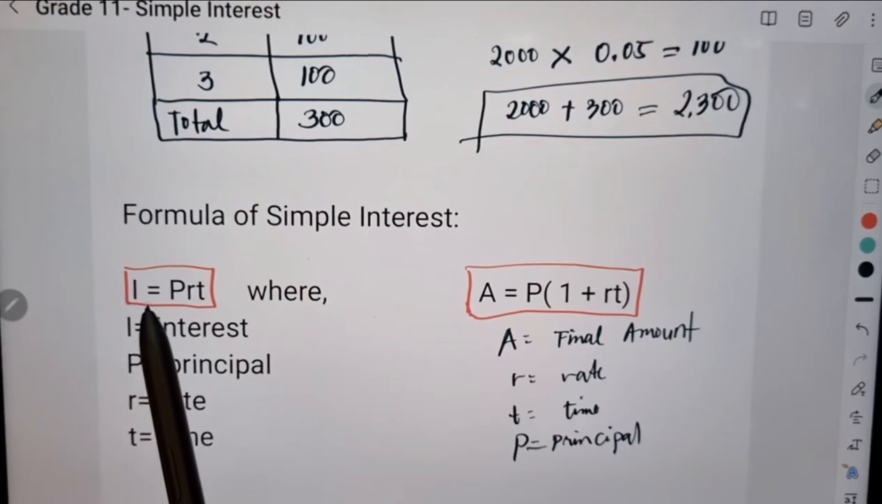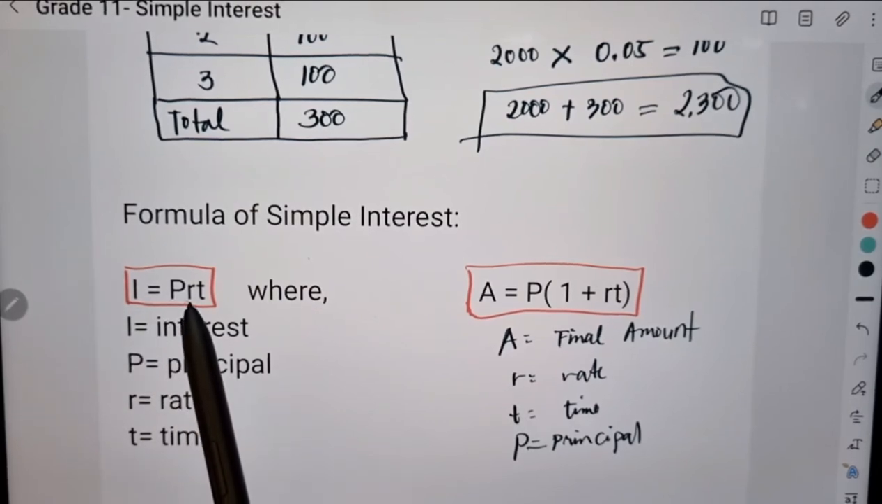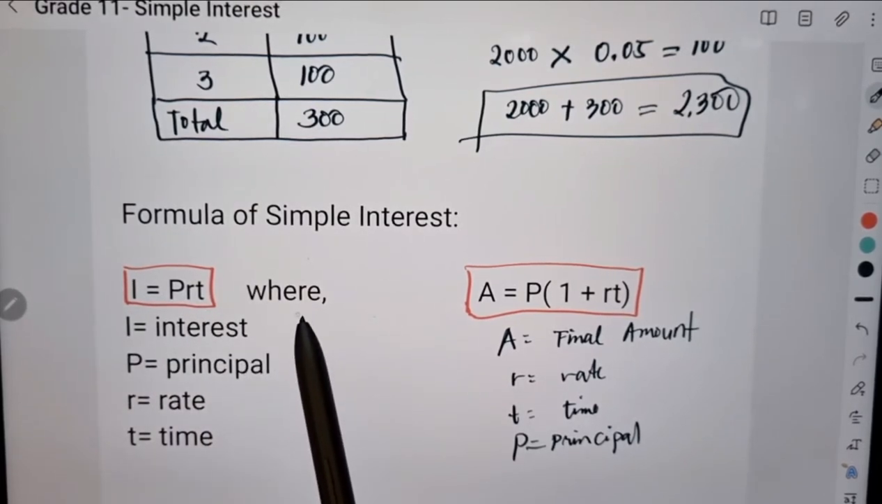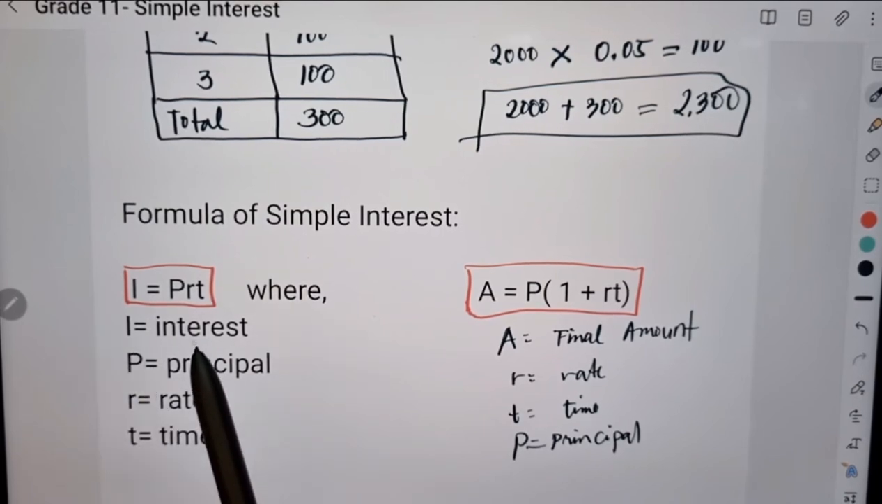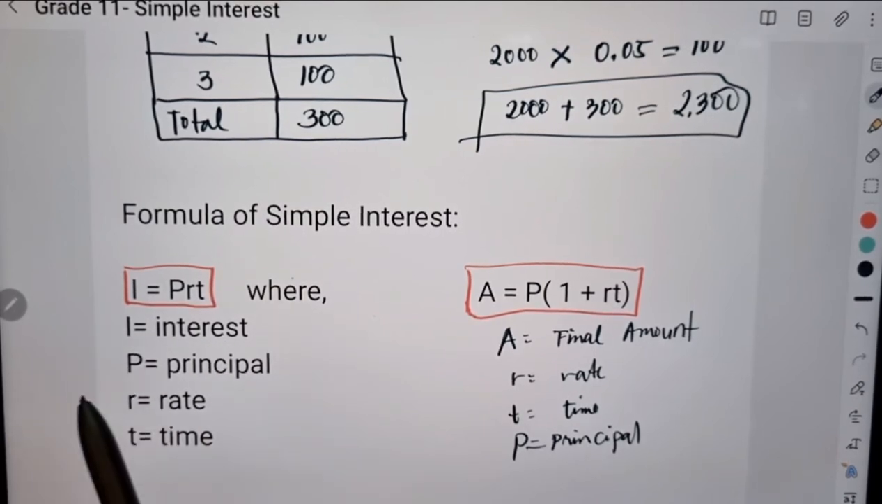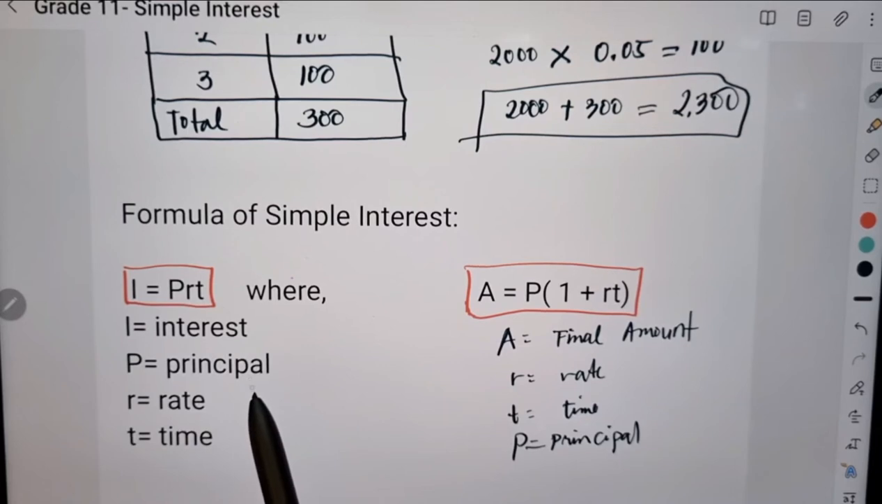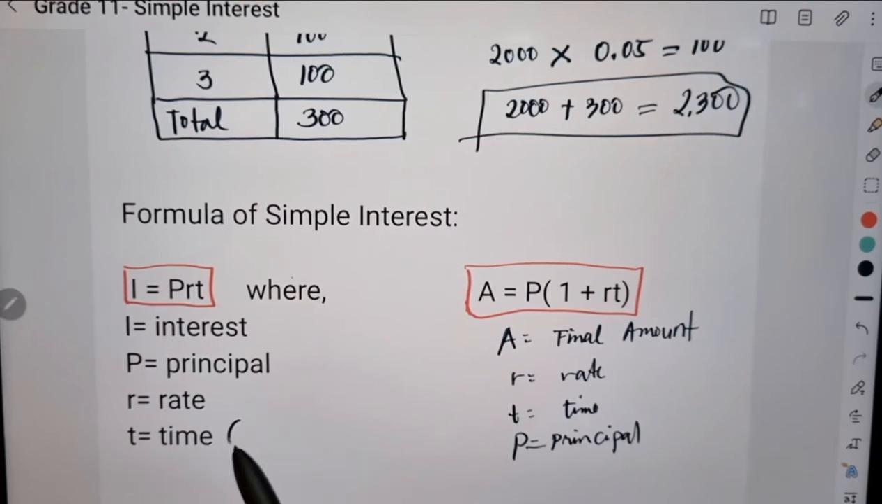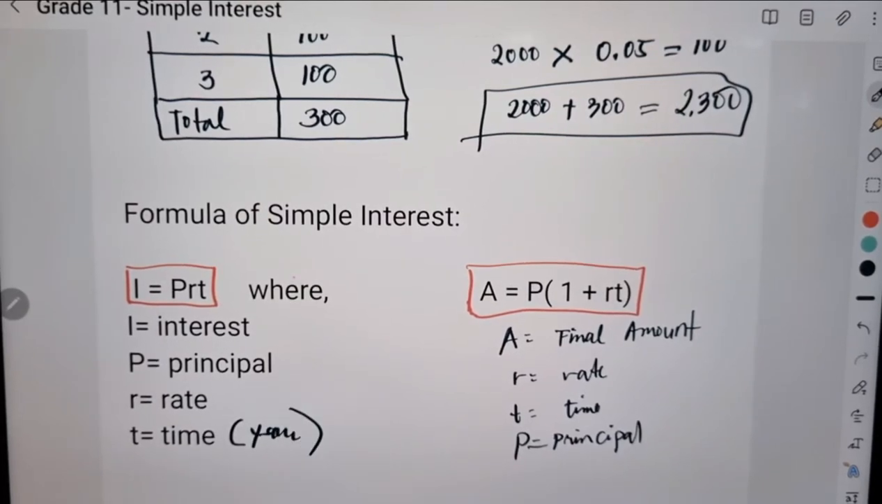Simply, I is equal to principal times rate times time. So again, ano yung I na yan? Yun yung interest na hinahanap natin. Yung P, yun yung principal amount. Yung rate, kailangan naka-decimals. At yung time, this should be in years.